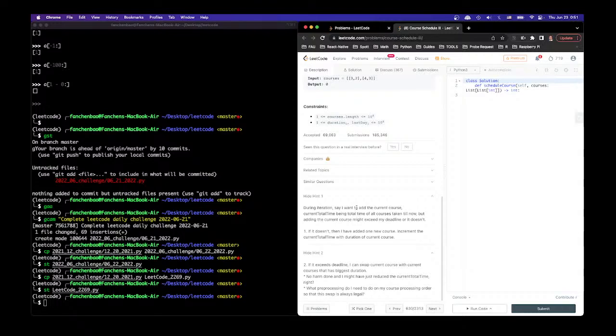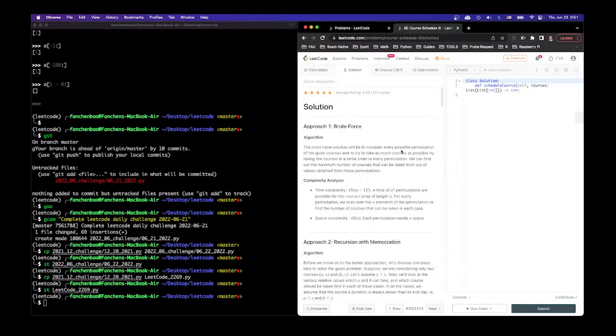Yeah, this is something I don't understand. If the current course already caused it to exceed the deadline, you mean we find something that does not exceed the deadline? Like, what is that? I don't know. Look at the solution.